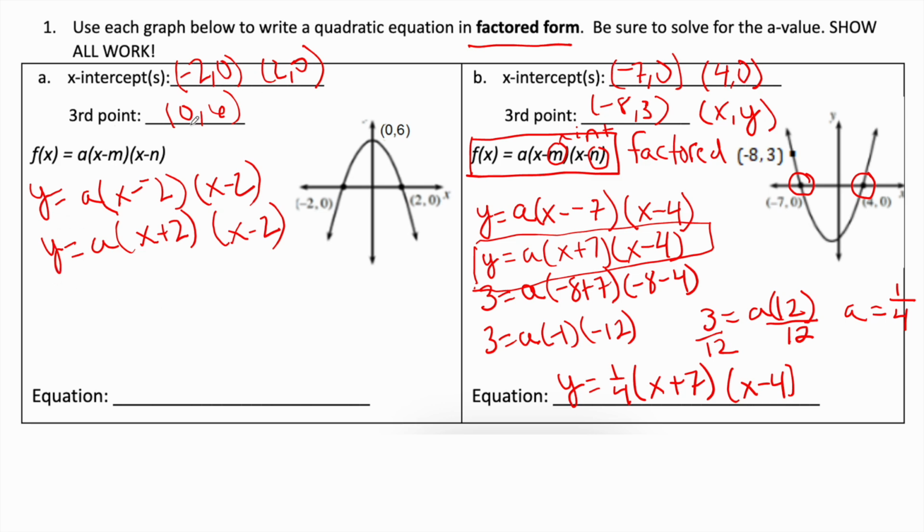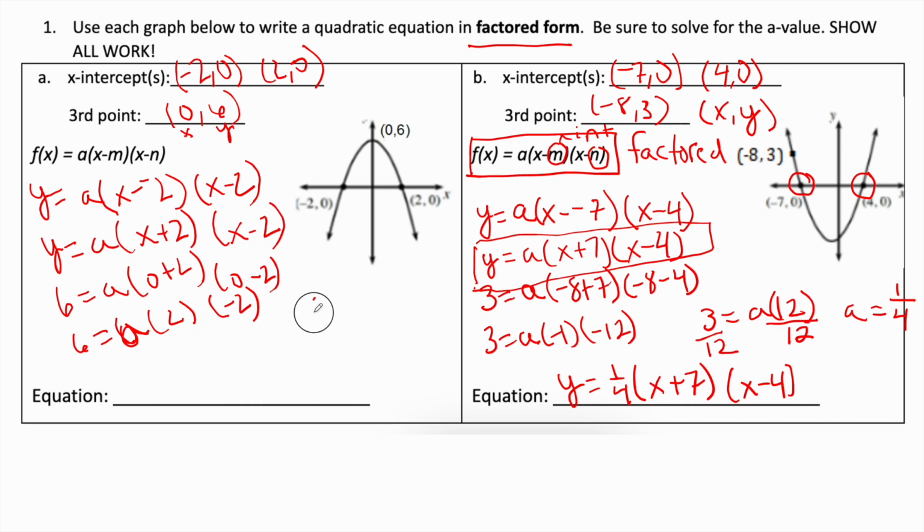Plug in our third point. So 0 is for x, 6 is for y. So 6 equals a times 0 plus 2, 0 minus 2. 0 plus 2 is 2. 0 minus 2 is -2. 2 times -2 is -4, so we have 6 equals a times -4.